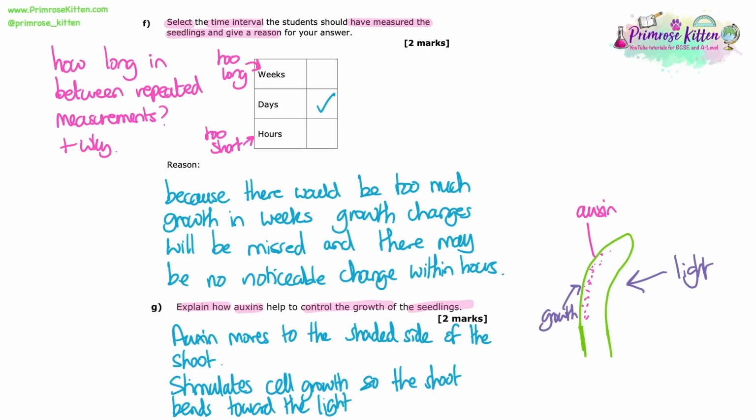Same for if there's the light coming from all around, it's evenly distributed, so they'll grow straight up. So auxin moves to the shaded side of the shoot. It stimulates cell growth, so the shoot bends towards the light. So we get 1 mark for talking about auxin movement to the shaded side, and we get 1 mark talking about how they actually work, so they cause that cell growth.